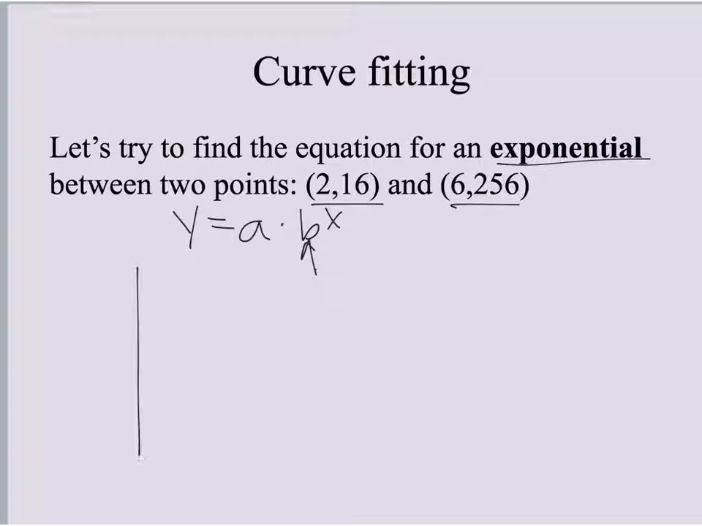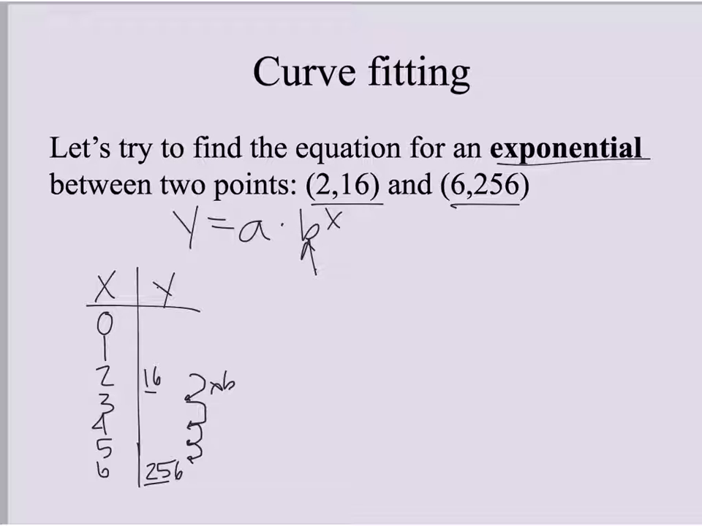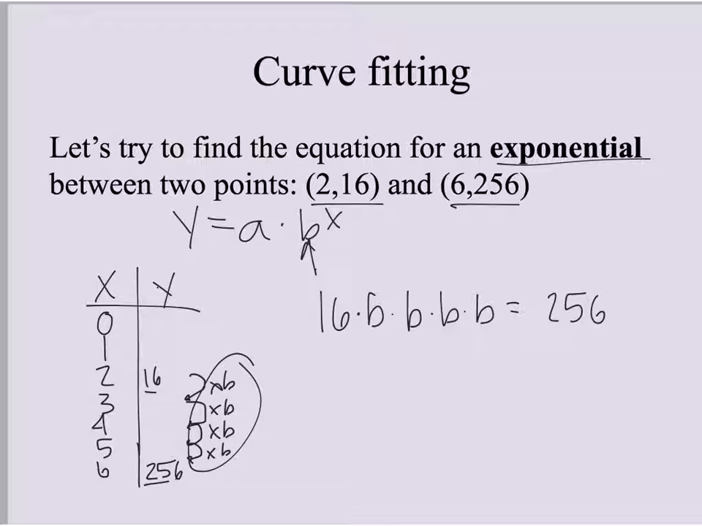So think about this. Let me just make a table here. I have a point (2, 16). These are my x values, these are my y values, and a point (6, 256). Now, b is what is being multiplied to get to each new step. So if you imagine, to get from 16 to 256, I'm multiplying by b 4 times. Once to get from 2 to 3, another time to get from 3 to 4, 4 to 5, 5 to 6. That's 4 total times. So in other words, 16 times b times b times b times b equals 256. I can simplify that a little bit. What's b times itself 4 times? That would be 16b to the 4th equals 256.